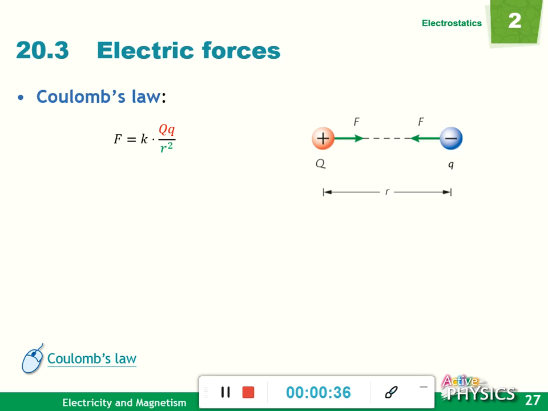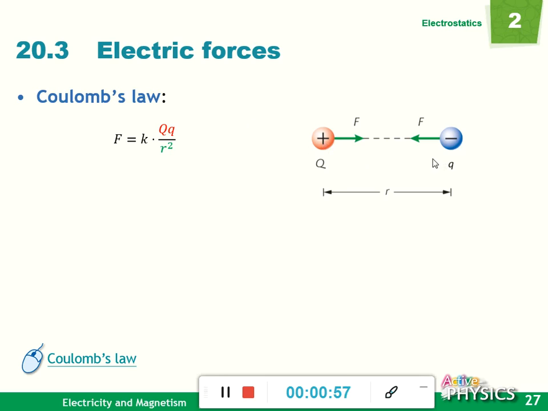But why? The scientists wanted to find out what happened. They did experiments and then found the law. The law is called Coulomb's law. This law describes what happens with the charge and also the distance, and the force between them, which we call the electric force.